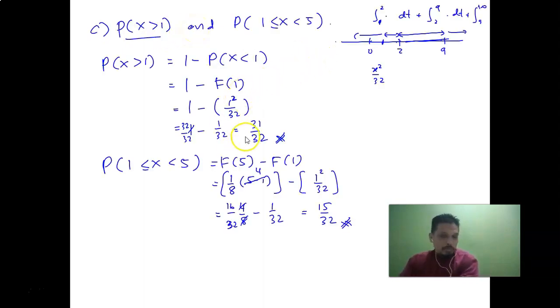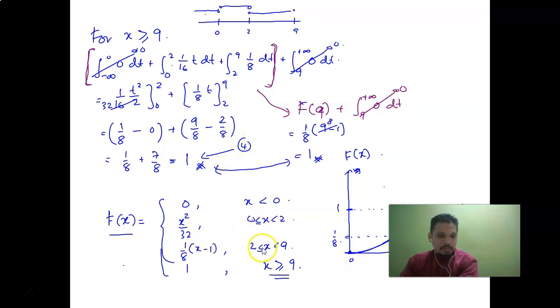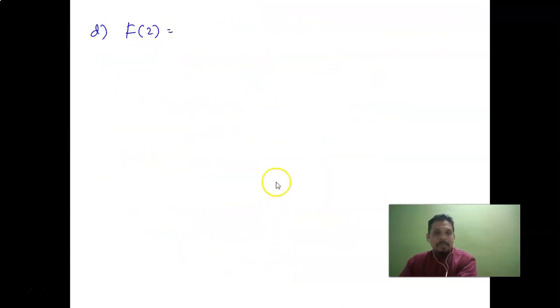Okay, let's say I choose F2. Let's try F2. Which function is involved here? F2 equals 1 over 8 times x minus 1, for x equal to 2. Let's try. So it is 1 over 8 times 2 minus 1, which equals 1 over 8.